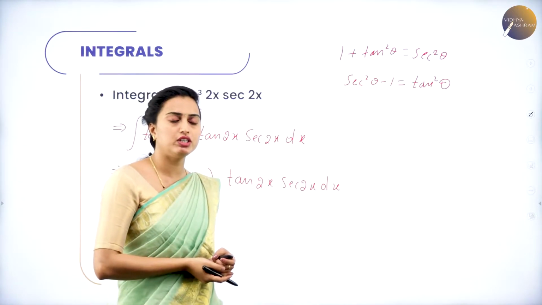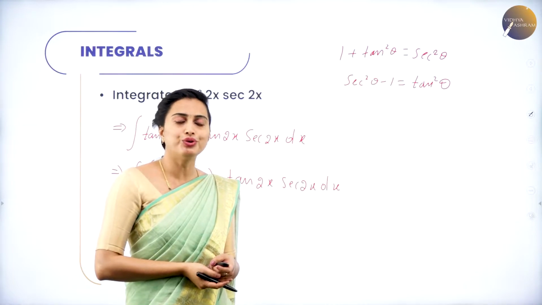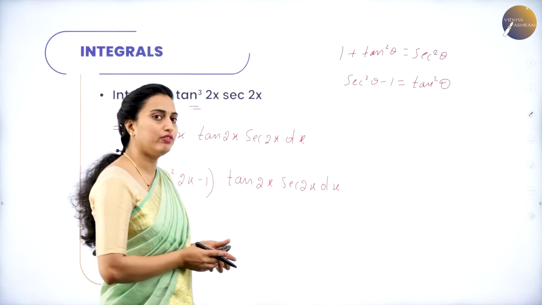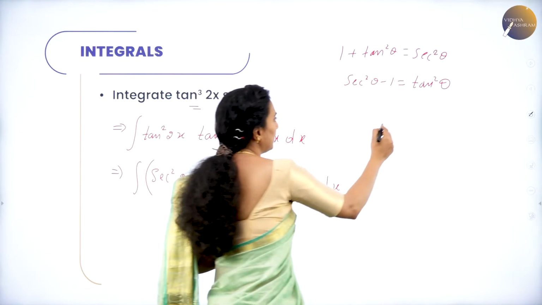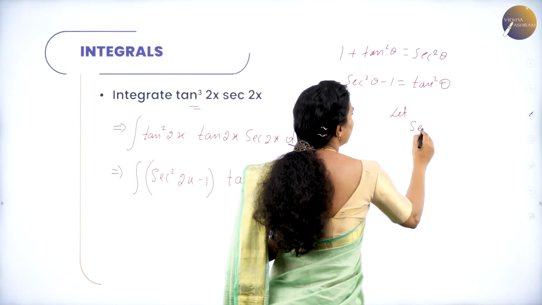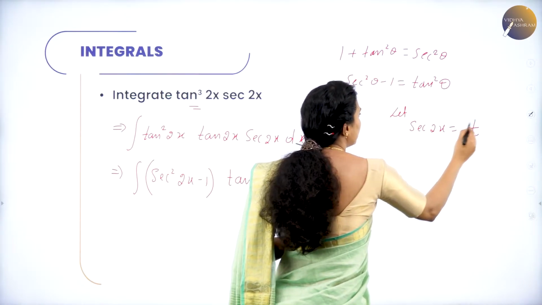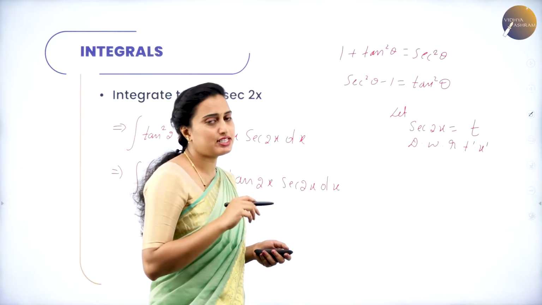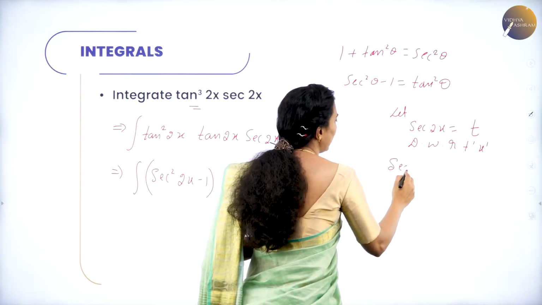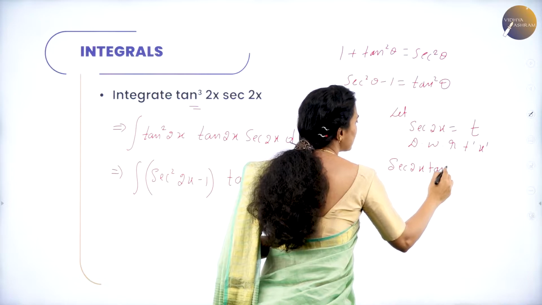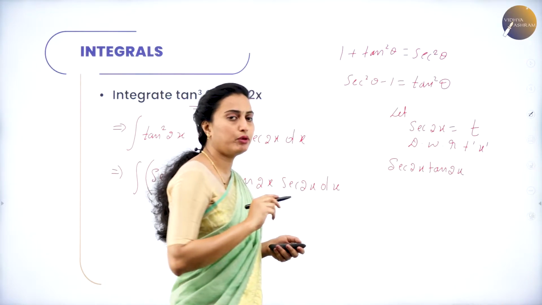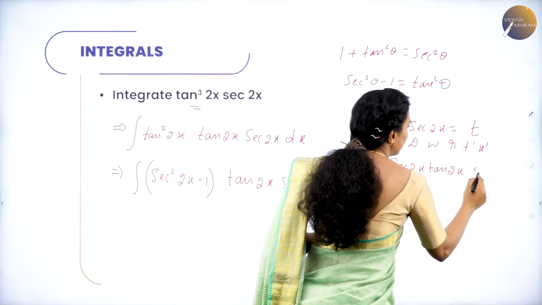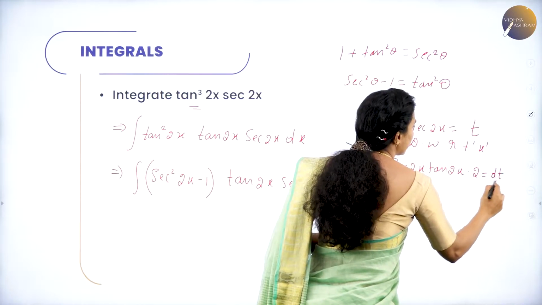If I substitute secant 2x is equal to t, you know the differentiation of secant is nothing but secant into tan. Already you are getting secant into tan here. Therefore, let me move on to the substitution method. Let secant 2x is equal to t. So, differentiate this with respect to x. Secant 2x differentiation gives you secant 2x into tan 2x. Again, 2x differentiation, because it is a chain rule, will be giving you 2, so we have 2 secant 2x tan 2x is equal to dt by dx.